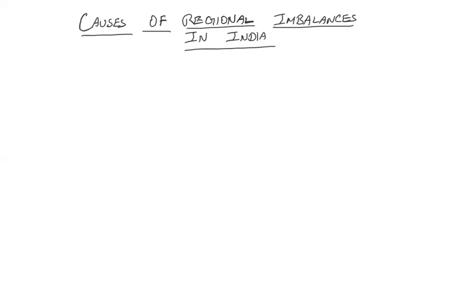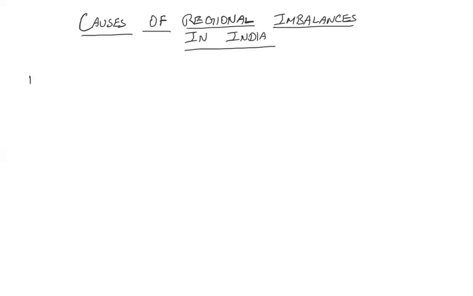Based on several indicators, starting from NSDP and workforce participation, and the per capita consumption of electricity, so many indicators, poverty levels, indicate that there are regional imbalances existing in our country. Okay. So now, what are all the causes? In the first place, what was the reason for these regional imbalances to arise in our country?